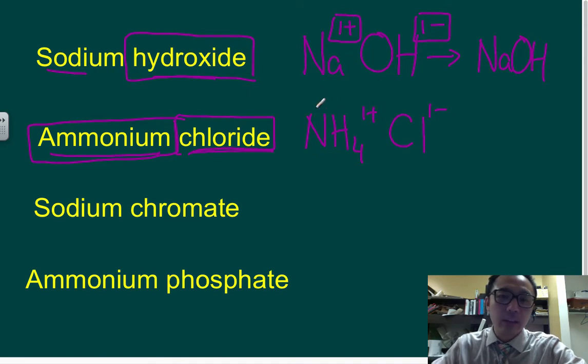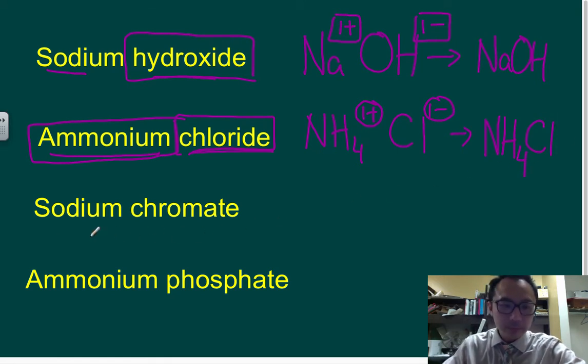Again, when you're forming compounds, the charges have to cancel each other out, as in they have to equal 0. So you have 1+ and 1-, that's going to equal 0. So then that's your ratio. For every 1 NH4 ammonium ion, you're going to have 1 Cl. So that's your formula. Next one, the third one, sodium chromate.